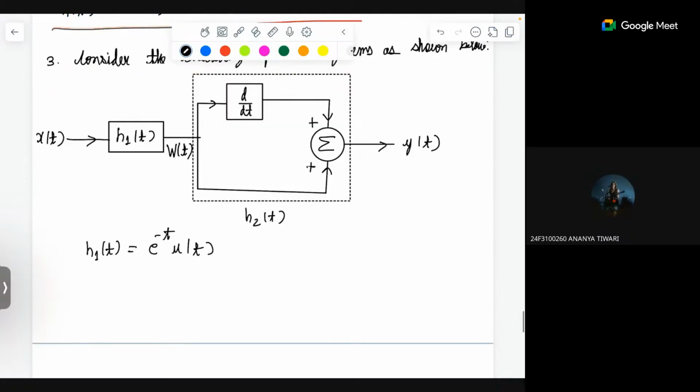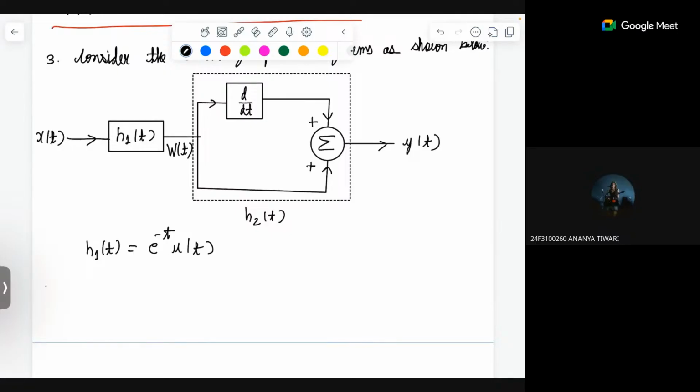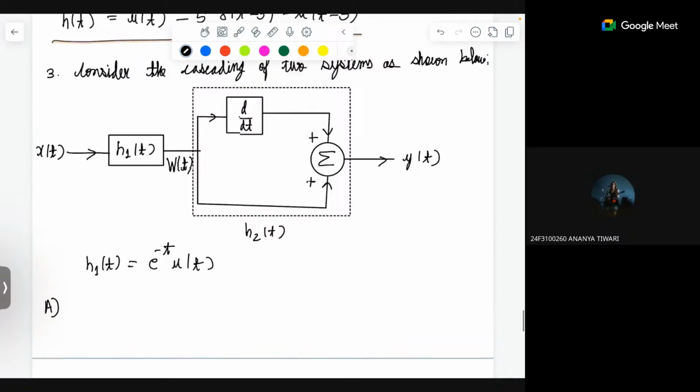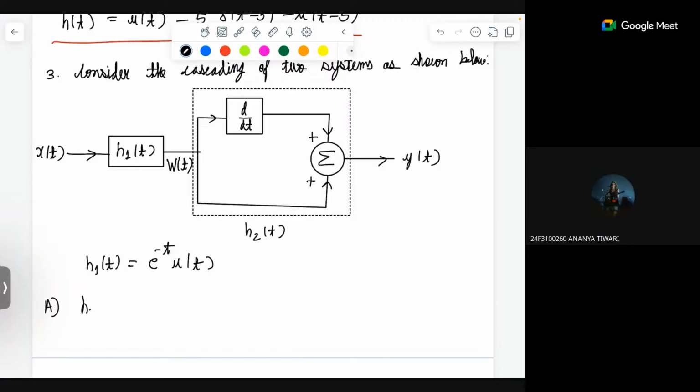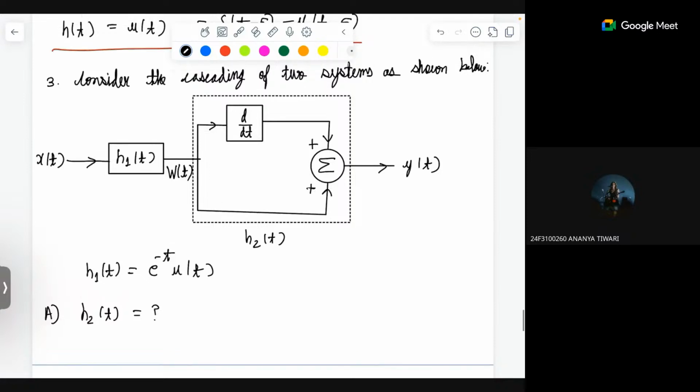There are three parts to this question. For the first part, you have to determine H2 of t. Find it out. H2 of t is the impulse response. So is the question clear? Yes, ma'am. Okay, take 2 minutes and solve.